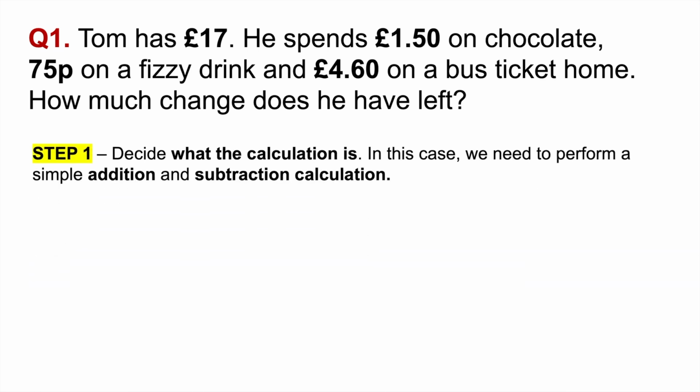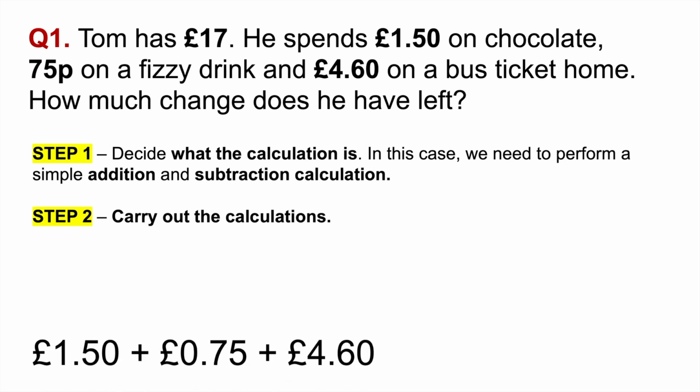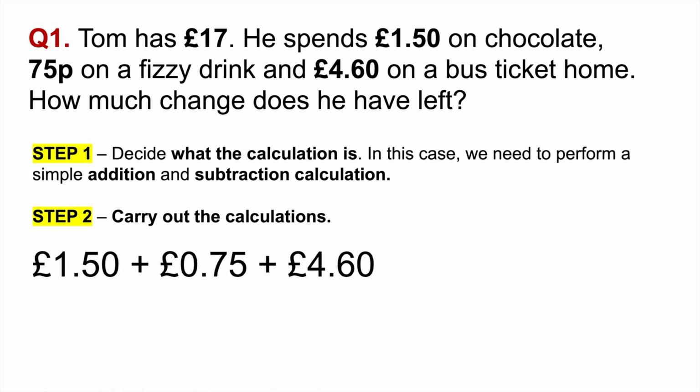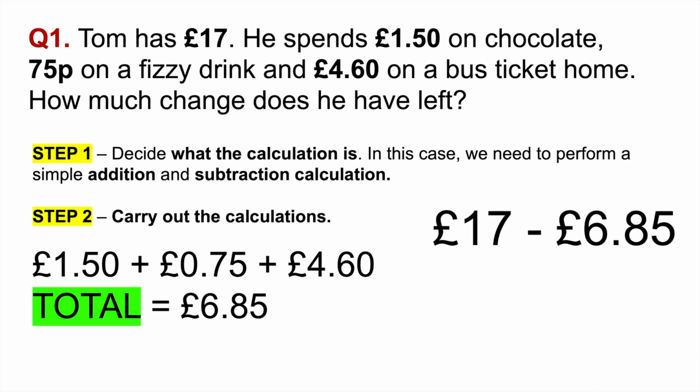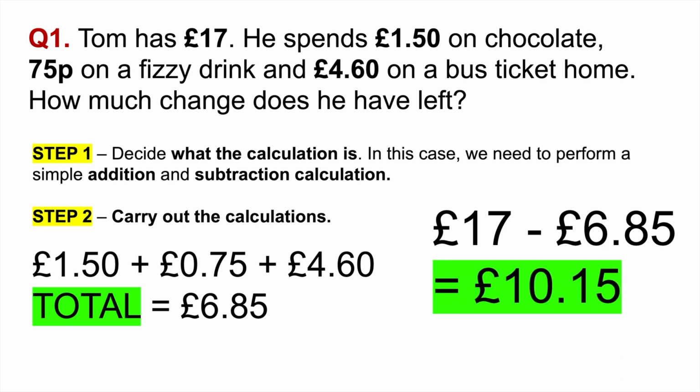So step 1, decide what the calculation is with the question. And in this case, we need to perform a simple addition and subtraction calculation. And then step 2, carry out the calculations. So we put together the numbers of what Tom spends, £1.50, 75 pence and £4.60. We add those together, so a basic addition calculation, to get £6.85, and we then subtract £6.85 from the total that Tom has, £17, to get the answer £10.15.